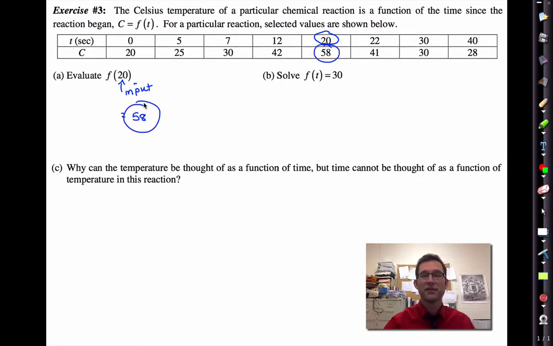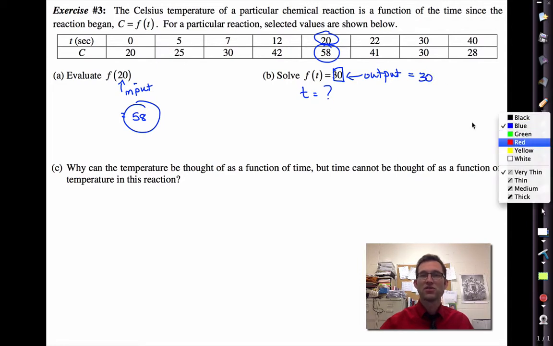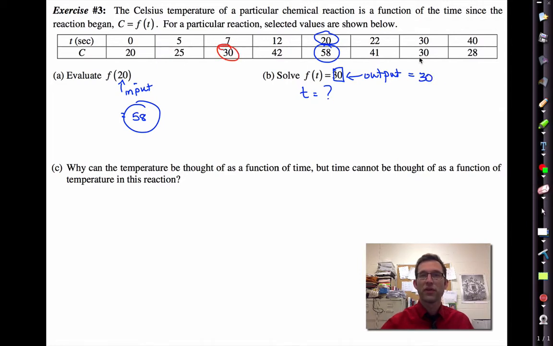I like that. Now, letter B says, let's solve where F of T is equal to 30. In other words, I want to know the T values that I'll put in that will give me an output, or a y value, of 30. Let me just change color really quick. Here's an output of 30. Here's an output of 30. And I just have to look backwards and see that T must be 7 and 30.